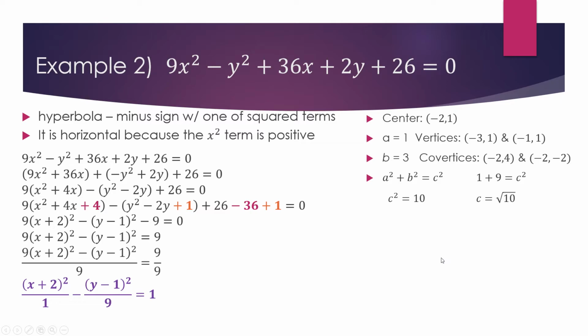So our foci are square root 10 spaces to the left and right of our center. So negative 2 plus and minus square root 10, comma 1.